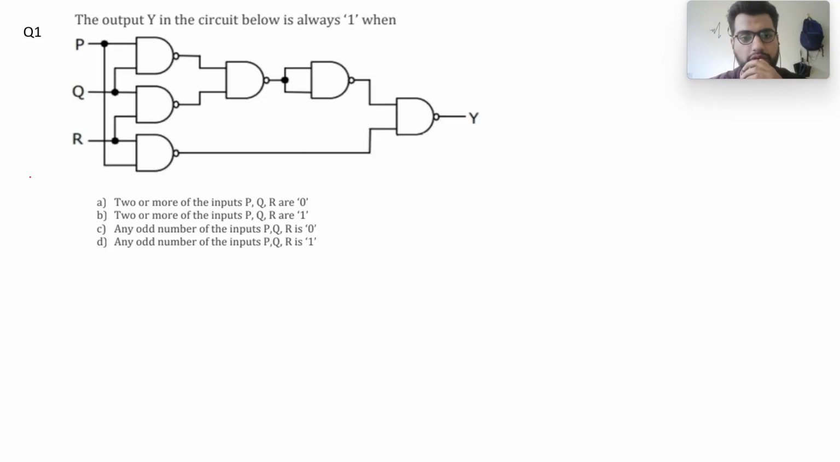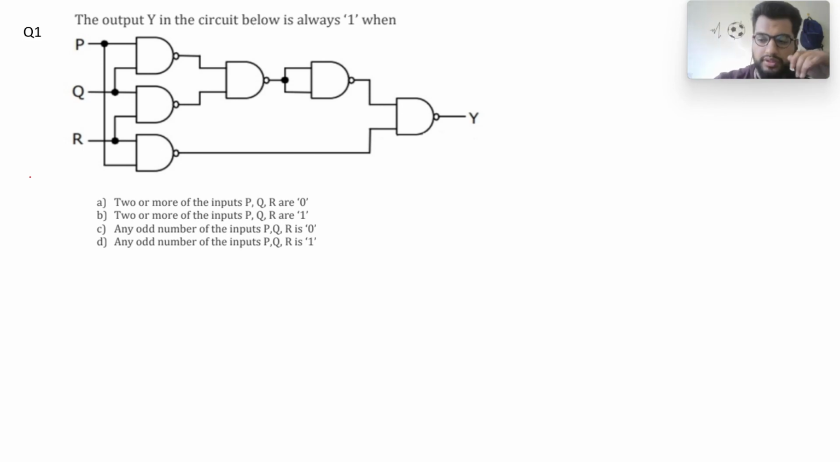So, this is a question. I think it was in this year's assignment. It asks us: the output Y in the circuit below is always 1 when... So we need to figure out when the output of the following circuit is 1, and what conditions need to be satisfied so that the output is always 1.